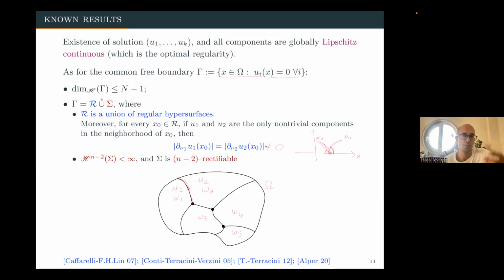The Hausdorff dimension is at most n-2. It actually has a finite H^{n-2} measure. And it's also, for those of you who know, (n-2)-rectifiable. And you can also prove what are called stratification results. For people in free boundary problems, probably you know what a stratification result is. And this is, by the way, the content of this last paper.